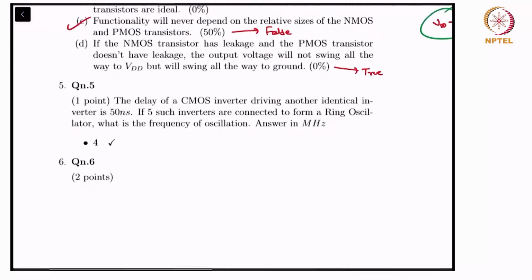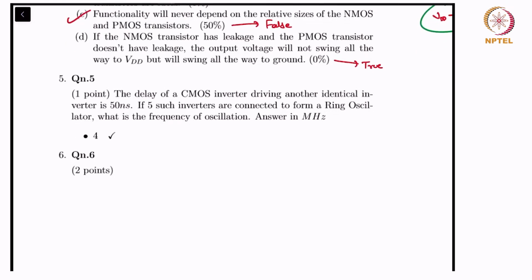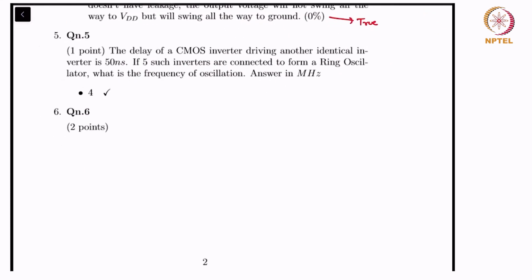So that's question 4. In question 5, we are asked: the delay of a CMOS inverter driving another inverter is 50 nanoseconds. If 5 such inverters are connected to form a ring oscillator, what is the frequency of oscillation?